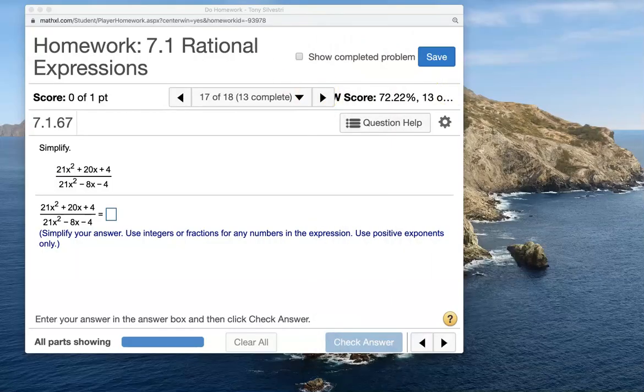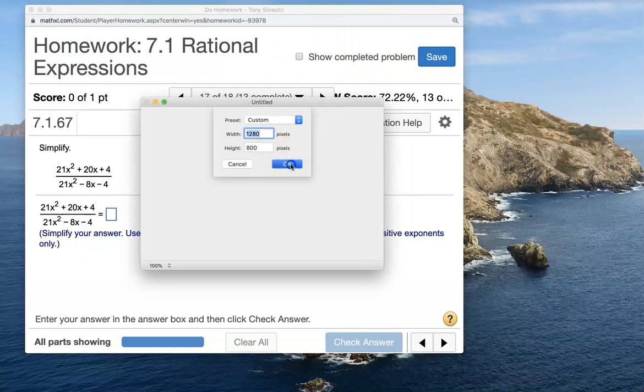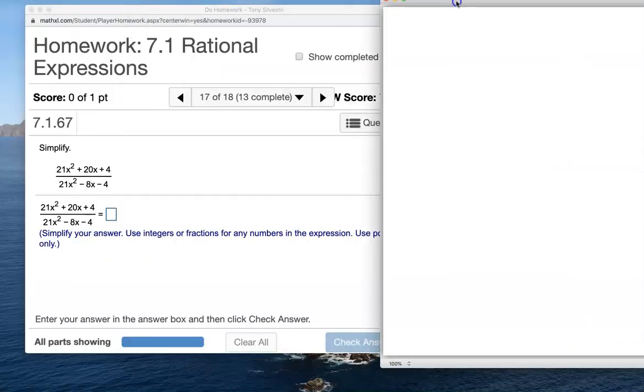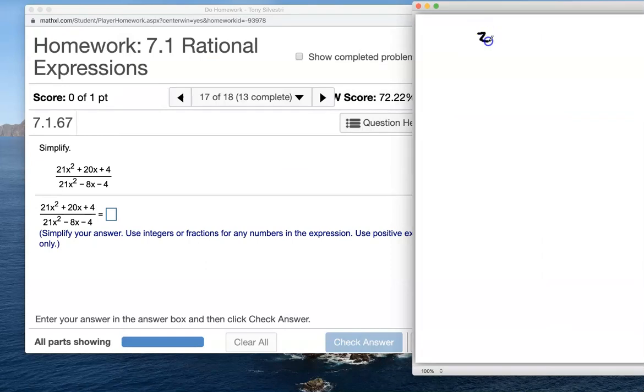Don't save. Let's do File, New. If you can do this one, you can do them all. 21x squared plus 20x plus 4 divided by 21x squared minus 8x minus 4. Don't even think about canceling out the 21s. That's a bundle, and that's a bundle.